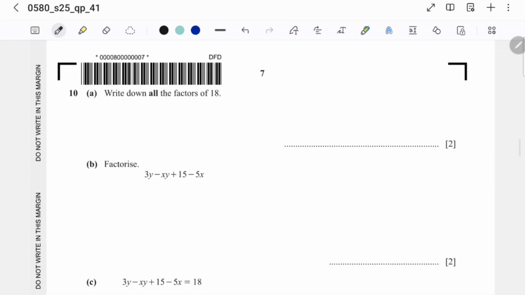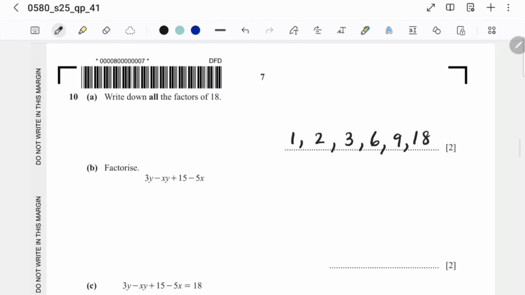Okay, now question number 10. Write down all the factors of 18. So whatever numbers come in the table, we write down that, like it is coming in the 1 times table, 1 times 18 is 18. It's coming in 2 times 9 is 18. Then it's coming 3 times 6 is 18. 6 times 3 is 18, 9 times 2 is 18, and 18 times 1 is 18.